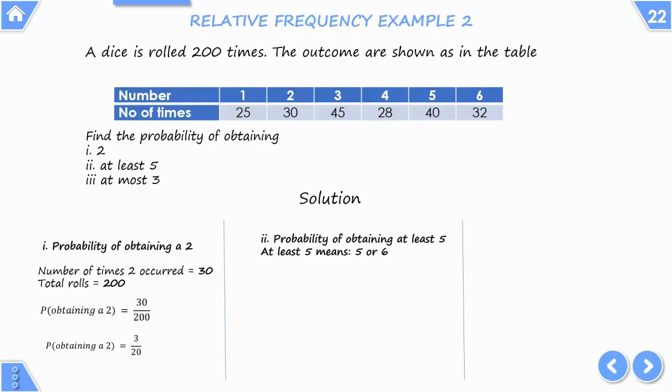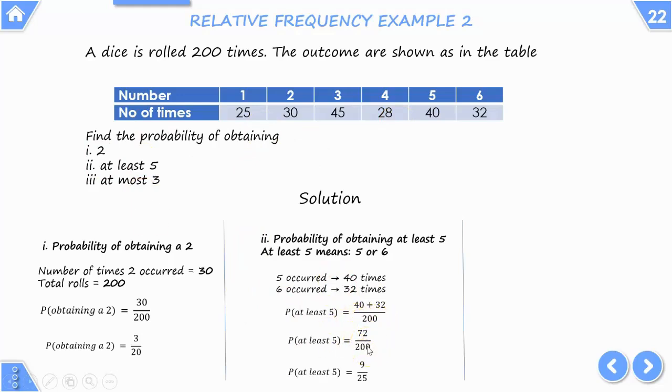The probability of obtaining at least 5 means 5 or 6. At least means greater than or equal to. Take note: anywhere you see at least, it means greater than or equal to the number you have been given. So 5 occurred 40 times and 6 occurred 32 times. You add 40 plus 32, which is 72, over 200. Simplified, that gives us 9 over 25.